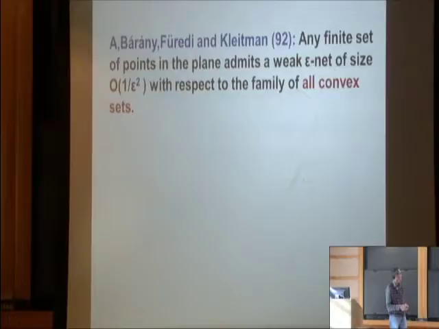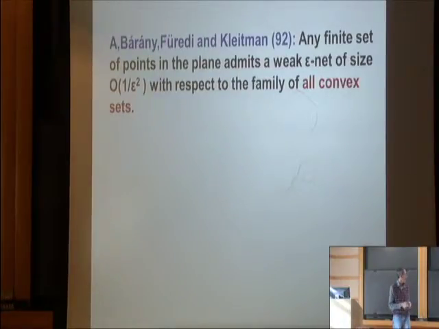So a little bit more about these weak nets. I already told you that any finite set of points in the plane admits a weak epsilon net of size constant over epsilon squared, with respect to the family of all convex sets.